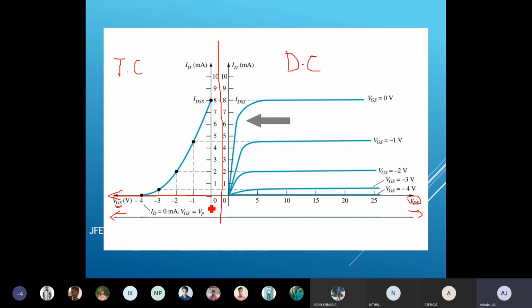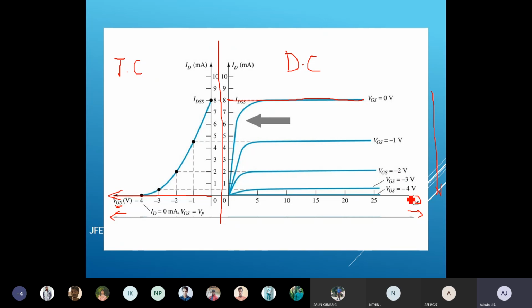If VG is equal to 0, look at this graph. VG equal to 0 means you may get the maximum current, that is your IDSS. If I keep on decreasing the gate to source voltage, what is happening to the drain current? It is decreasing. At VGS equal to 0, it is 8. If I keep VGS equal to -1, I'm getting around 4.5. So the value has decreased.